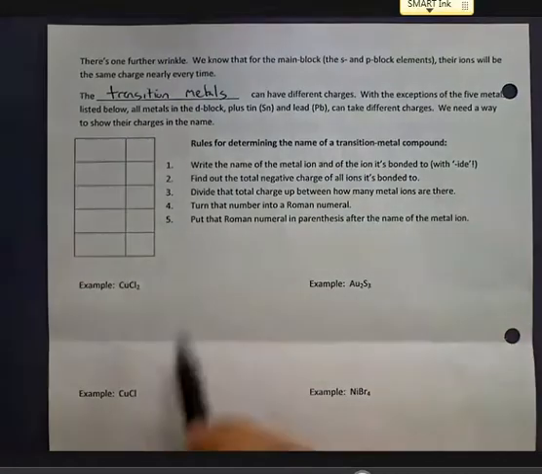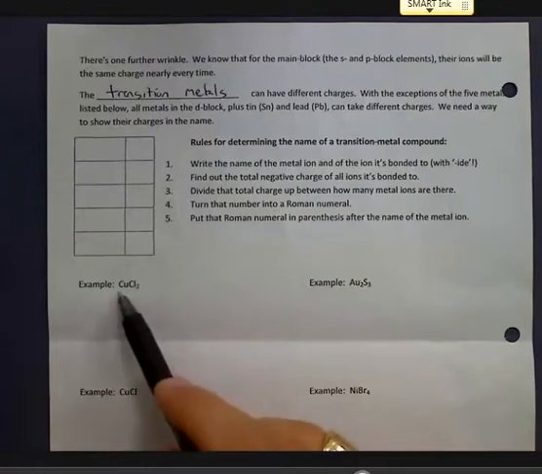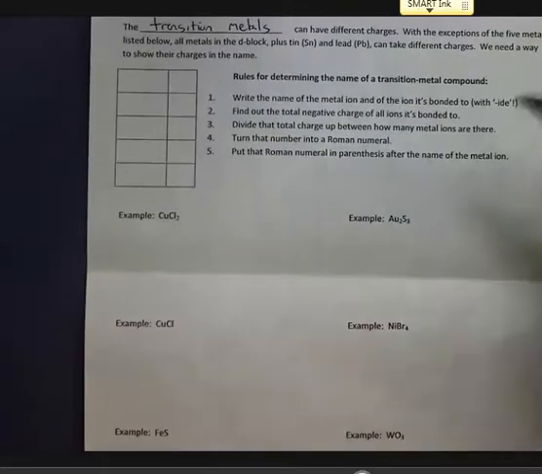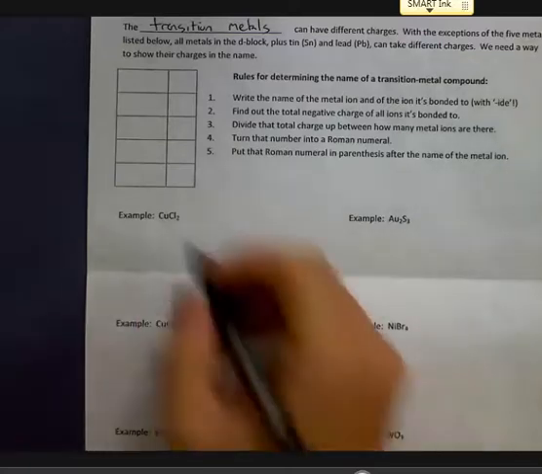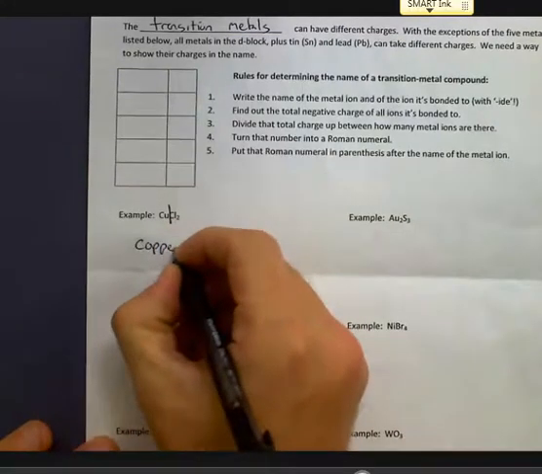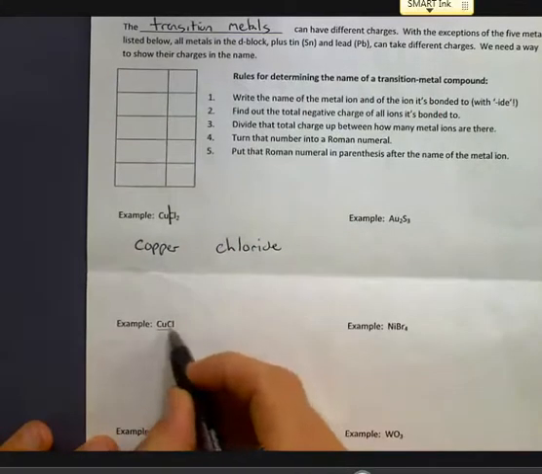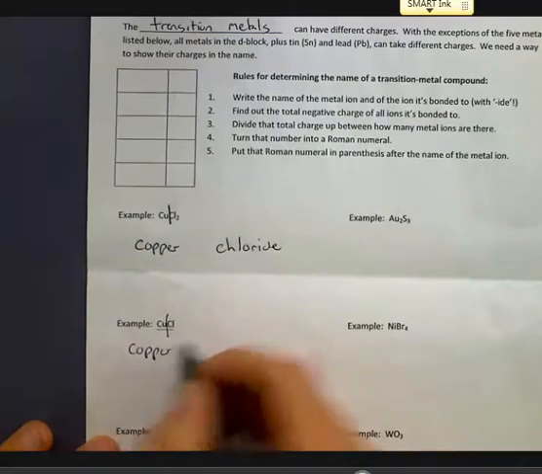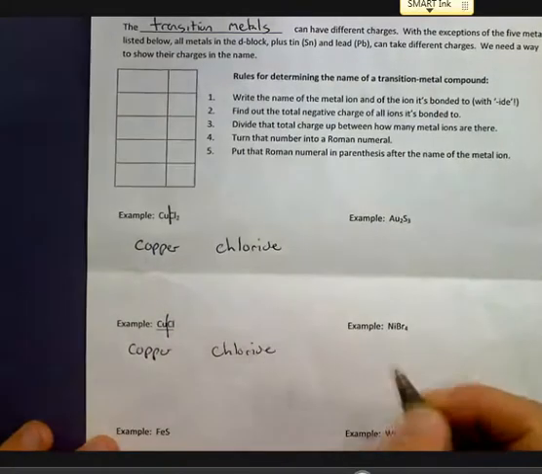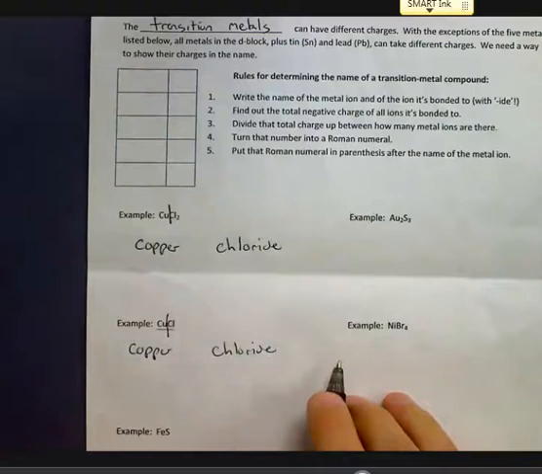If we take a look down here, we've got 2 different combinations of copper and chlorine. So let's take a look. This copper and chlorine. The way we're going to figure out these names, we've got several steps. We're going to write the name of the metal ion and the ion it's bonded to. Well, that one's easy. Cu is bonded to Cl. So that is a copper chloride. The problem here is that down in this example, we can also call this copper chloride. Whatever are we to do? Let's take a look and see how we're going to differentiate between these two.